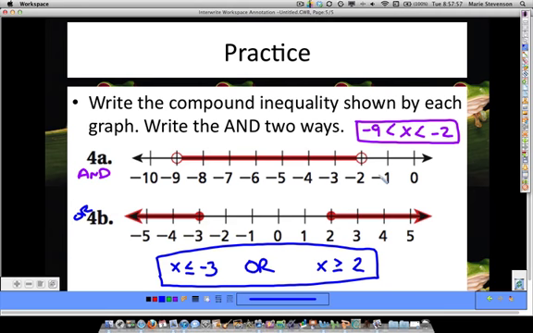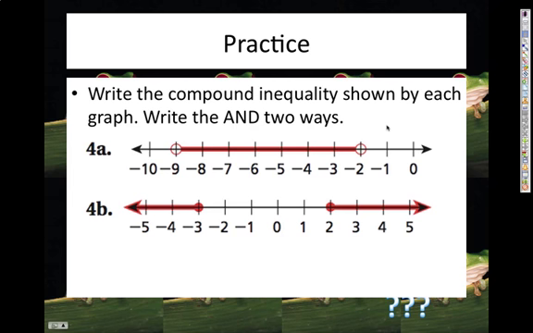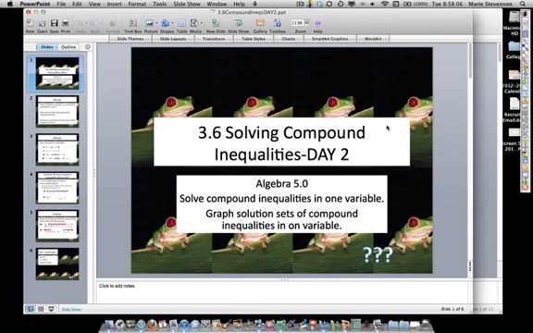Okay, so hopefully you got both of those correct, because all we're doing is working backwards. And that's it. So we are done with basically the second part of 3.6.